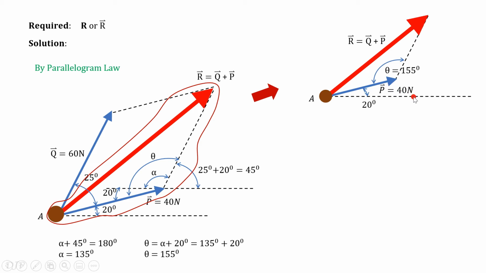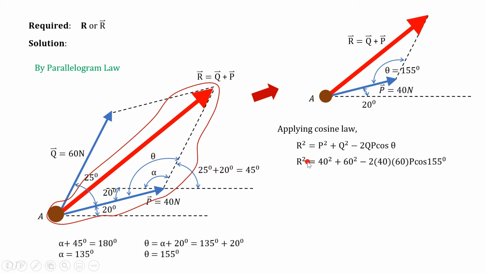With this drawing, let's apply cosine law, in which the square of the resultant is equal to the sum of the squares of the other two forces minus twice the product of the other two forces times cosine of the opposite angle of the resultant, which is theta. Since the values are already given except the resultant, let's substitute the values to solve for the resultant, and we obtain the magnitude of the resultant to be 97.73 Newton.